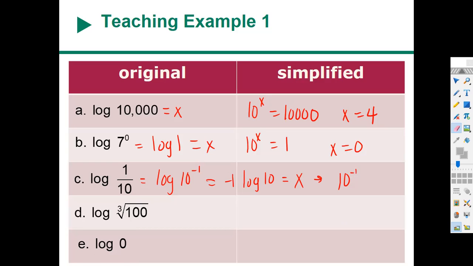All right, next we're going to talk about square roots, radicals. Does anyone remember how to write a radical as a power? A radical as a power means that you're writing it as a fraction. So it becomes log 100 to the 1/3.